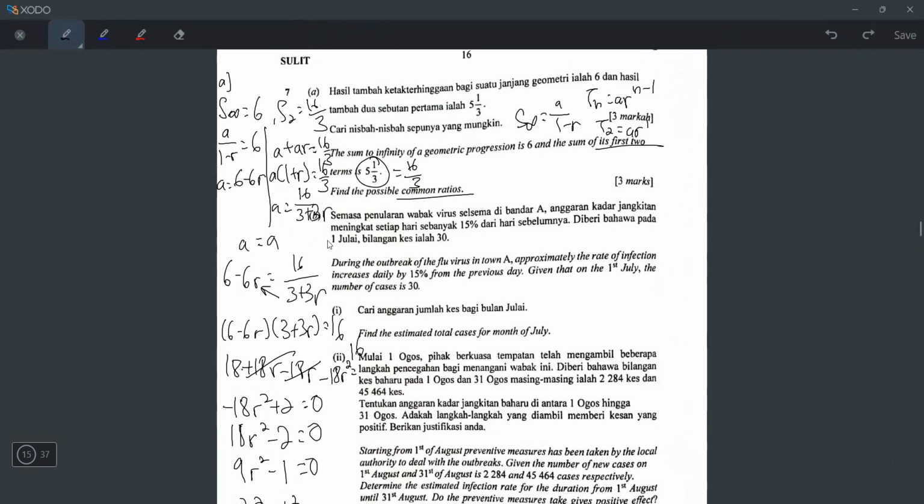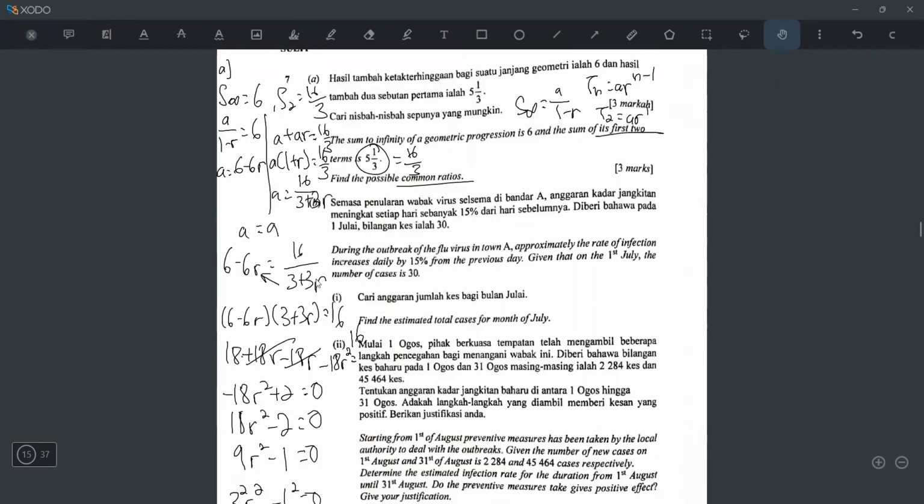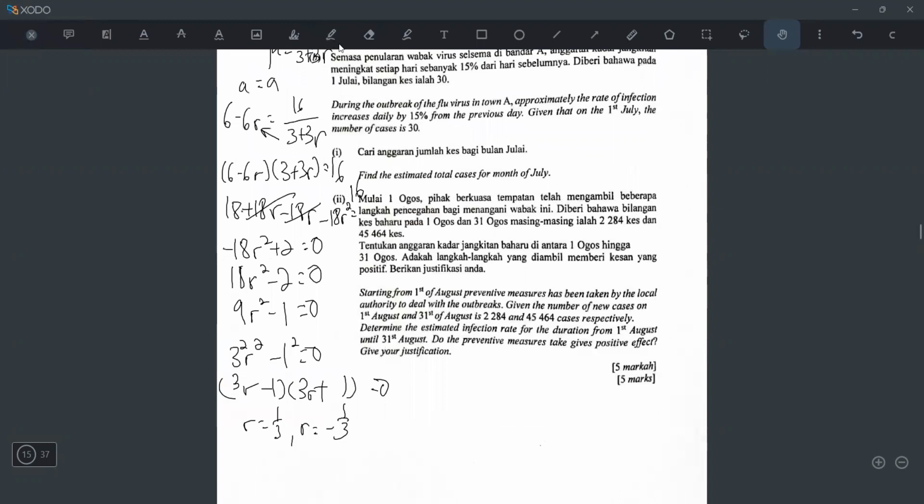Okay, let's look at question B. Question B says what? I think question B and question A are not related, so I'll just skip the whole thing. All right. So question B, they say, during the outbreak of the flu virus in town A, approximately the rate of infection increased daily by 15%. If they say increased by 15%, it means times 1.15. It means 115%, means 1.15, from the previous day.